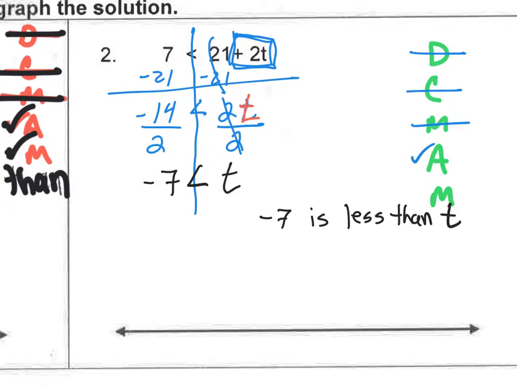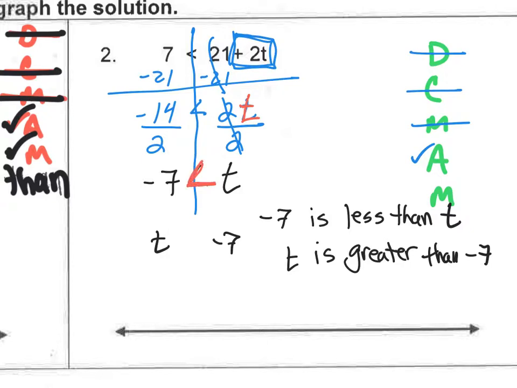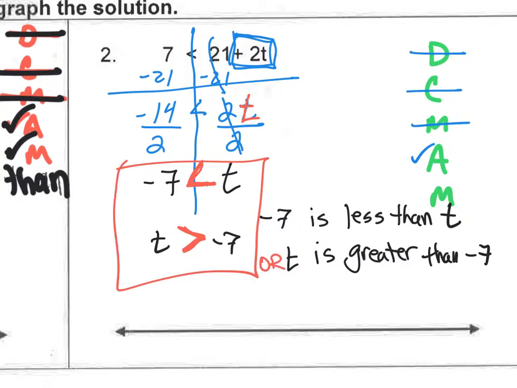The other way to look at that is t is greater than negative 7, okay? So if I put the t over here and the negative 7 over here, my inequality is facing the t and pointing to the negative 7, and it would still need to stay that way. But these two inequalities are the same answer. So negative 7 is less than t, or t is greater than negative 7, however you wish to do it.